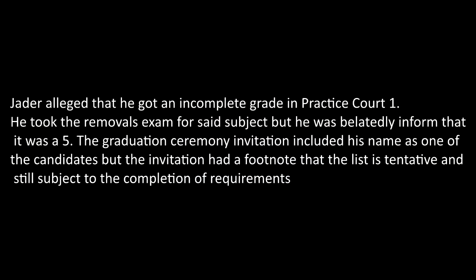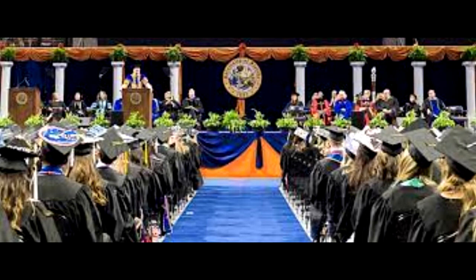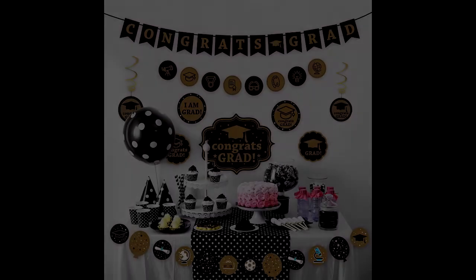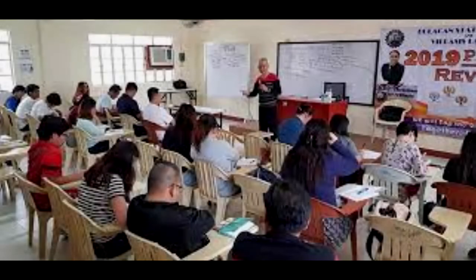Hadir alleges that he got an incomplete grade in Practice Court 1. He took the removals exam for said subject, but he was belatedly informed that it was incomplete. The graduation ceremony invitation included his name as one of the candidates, but the invitation had a footnote that the list is tentative and still subject to the completion of requirements. Hadir attended the ceremony. He marched with his parents and was given a symbolic diploma, took pictures, tendered a blowout attended by neighbors, friends, and relatives, took a leave of absence without pay from work, and enrolled at a pre-bar review class.